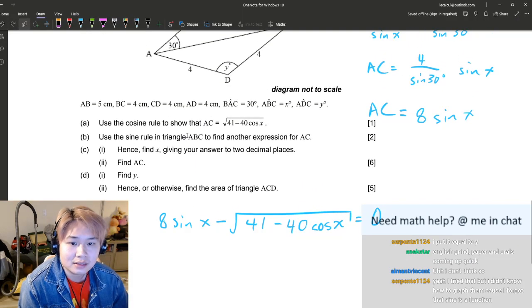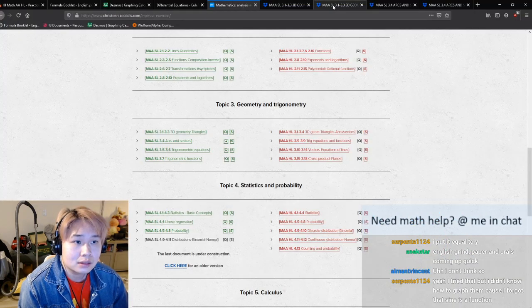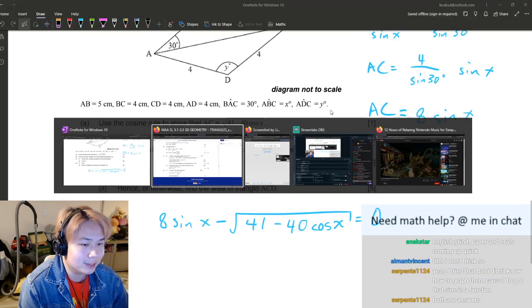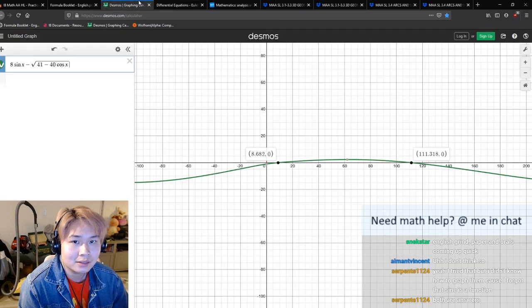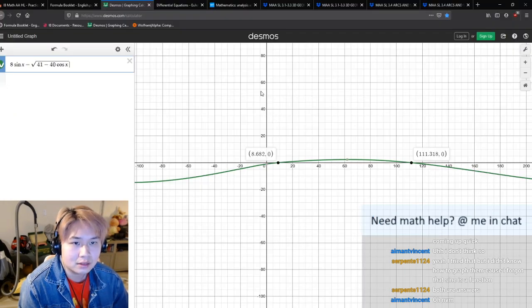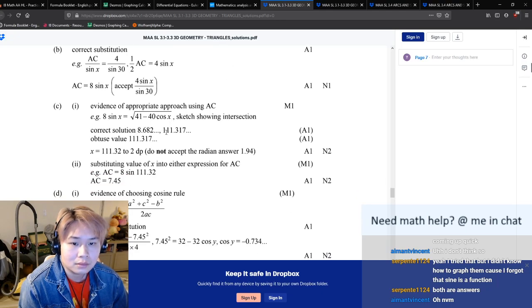Oh wait, that's X. Wait, that's CI. This is question 20 something. 25. Wait, 111.32. Isn't that what I had? Yeah, right here. 111.32. And then they're both answers? They're both possible answers, but the angle X is obtuse from the diagram, so we choose this angle here. 111.32.